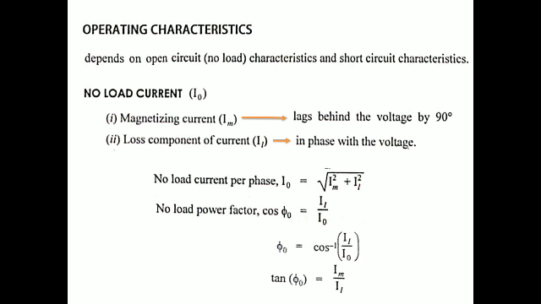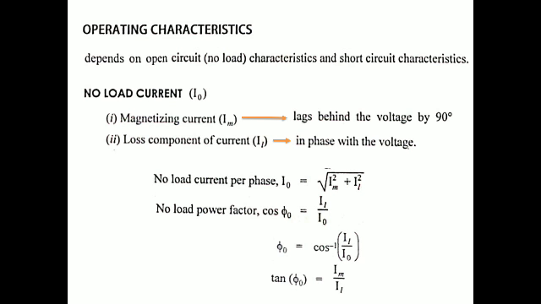With this basic description, I naught is the root of the sum of squares of Im and IL. By this root square summation, we can predict the I naught value. We can also calculate the power factor: cos phi naught is defined by the loss current divided by the no load current. We can also calculate the no load angle phi naught by taking the cos inverse, and tan phi naught is equal to Im divided by IL. These are the basic expressions for determining the I naught value.